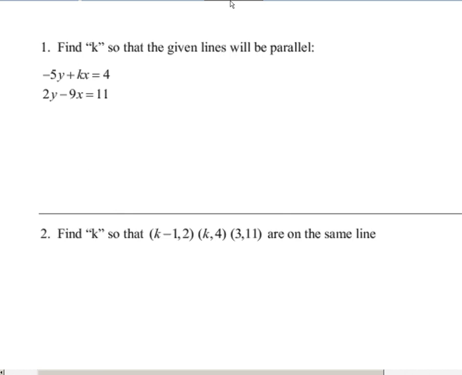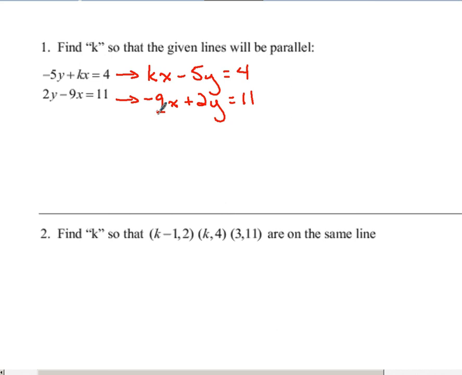talking about lines that have the same slope, right? So the two equations, the way they're given, it's not quite standard form, right? If you wanted to rearrange things, you could. Like if I'm real technical about this, the standard form for the first equation would be kx minus 5y equals 4. And standard form for the second equation would be negative 9x plus 2y equals 11. And even then, I'd have to tweak that second equation a little bit more to make it officially standard form, because this lead coefficient is negative.